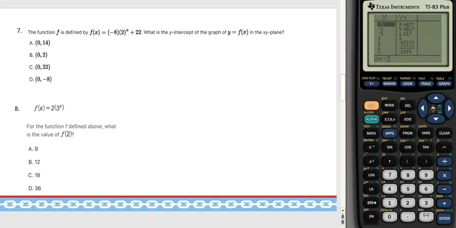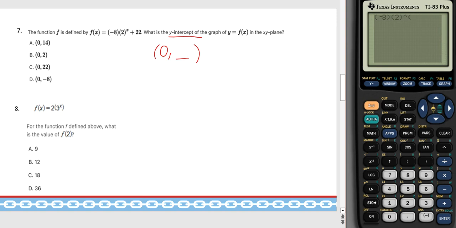For problem 7, we could enter this into the graphing calculator. We could put it into y equals on the graphing calculator. You could calculate it by hand. My suggestion would just be to type in exactly what you see. I have negative 8 times 2 to the x power, but they tell us in the problem that they want the y-intercept. And y-intercept right here tells me I am looking for the point 0 comma something.